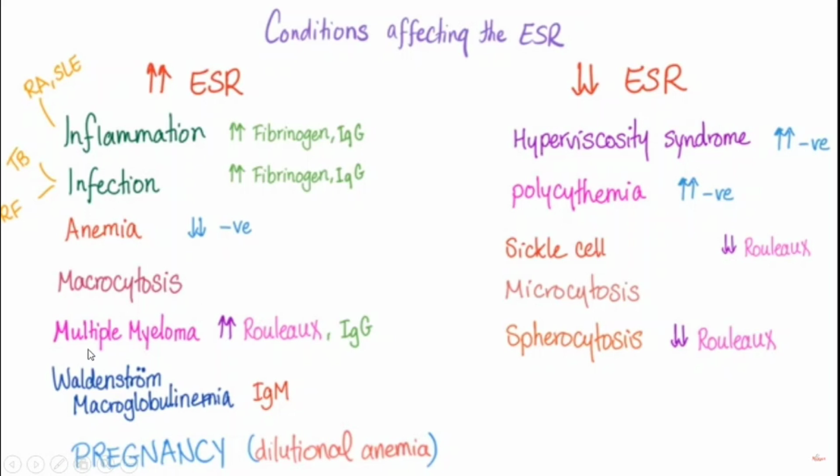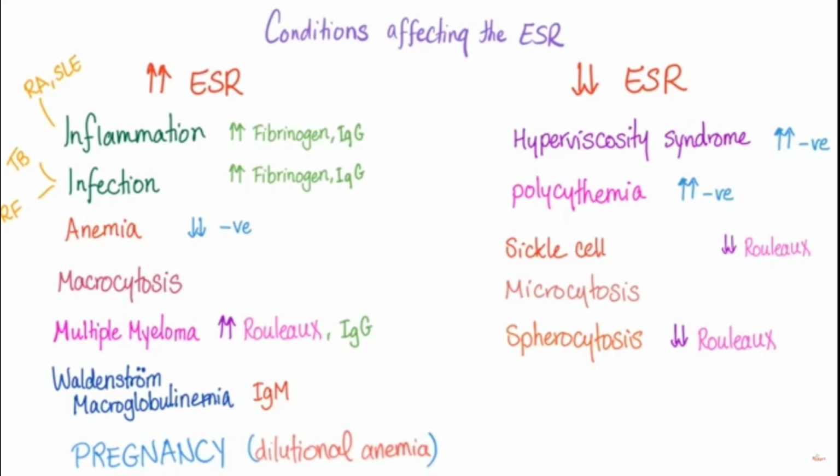In the case of multiple myeloma, there will be an increase in the plasma protein in the blood. So because of the increased plasma protein, the ESR value increases. In the case of Waldenstrom macroglobulinemia, the same principle applies: there will be an increase in the plasma protein in the blood, and that will increase the ESR value. So any condition or disease which increases the plasma protein in the blood, definitely then the ESR value will go higher.